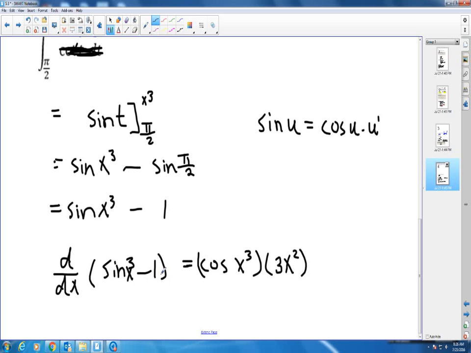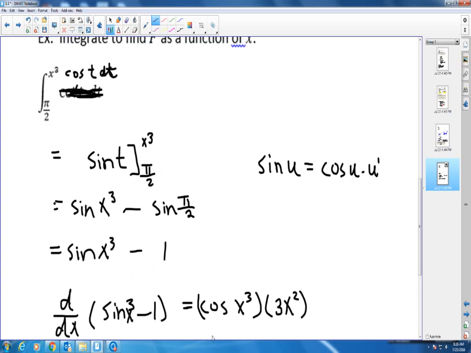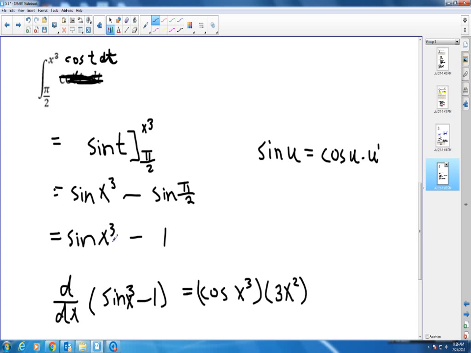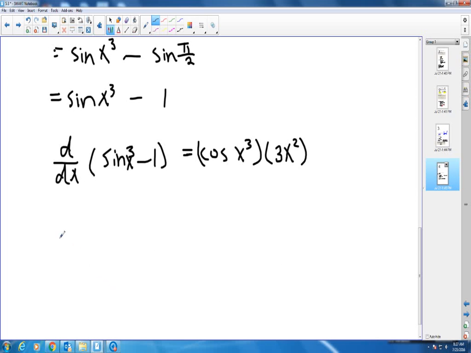Alright, then the negative 1 drops off when I take a derivative. So this answer here will be the derivative. This answer will be the derivative of the antiderivative. And this answer, sine of x to the third minus 1, is the antiderivative.